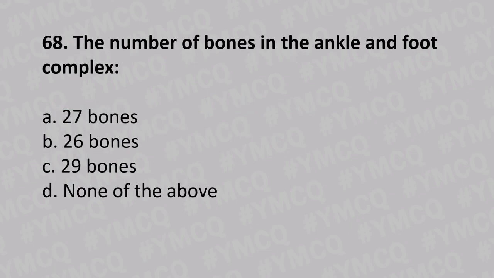The number of bonds in the ankle and the foot complex. Option A, 27 bonds. Option B, 26 bonds. Option C, 29 bonds. Option D, none of the above. And the answer is option B, 26 bonds. That is ankle 7 bones and foot 19 bones. Moving to our 69th question.